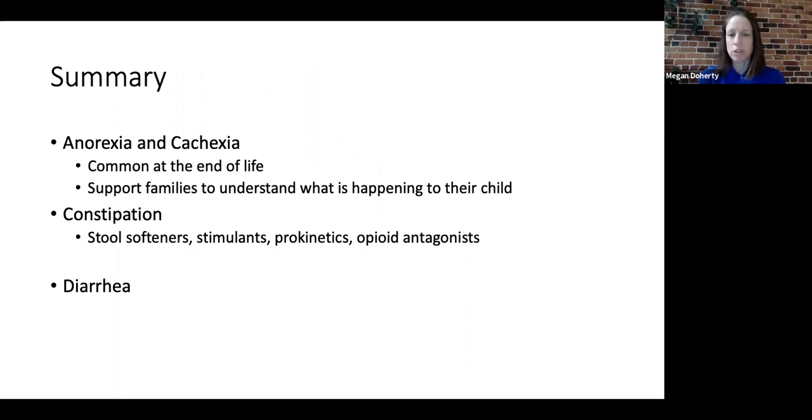We need to support families to understand what is happening to their child, encourage them to focus on good mouth care and maintaining a calm and supportive environment for eating, but not forcing their child to eat when the child does not feel like it. For constipation, we talked about a number of different types of medications which can be used, including stool softeners, stimulant laxatives, prokinetics, and opioid antagonists. And for diarrhea, we mentioned the causes and the supportive treatments.